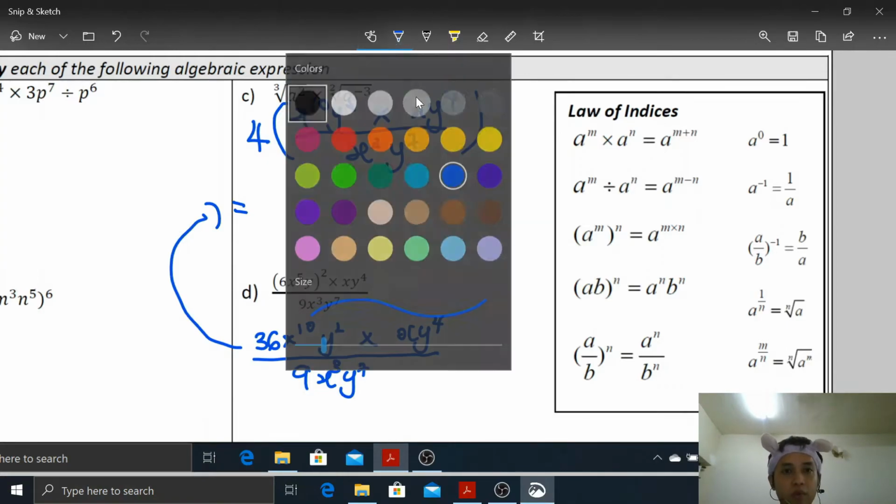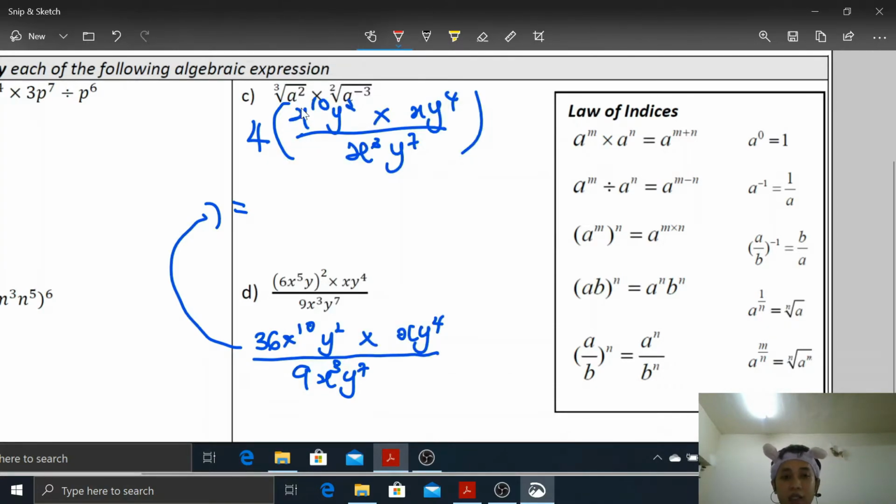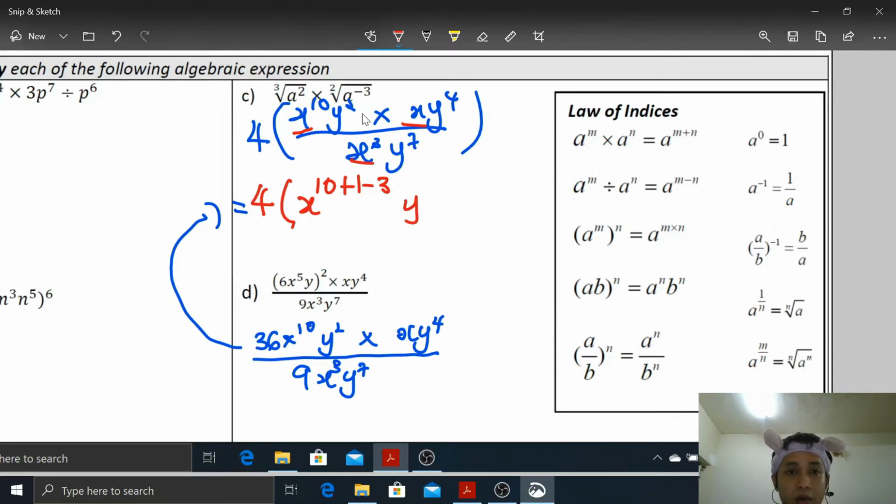Now we are going to check each variable, same variable first. Let's look at x first. This one is multiply, so meaning 10 plus 1. Since this one is divide, meaning minus 3. So for x, 10 plus 1 divide, so this one is minus 3. And then for y, if you look at y, this one is multiply, so 2 plus 4.